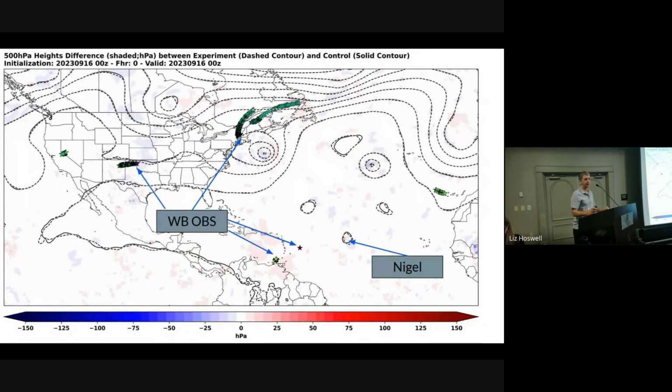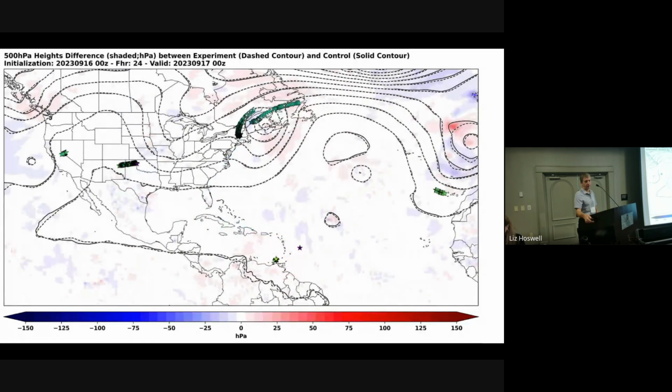So just to give a bigger view here and looking at 500 millibar, this is the same case, same initialization time. The windborne observations indicated by the stars on the map. The colors indicate the difference between the GFS forecast between control and experimental. And you see the solid and dashed 500 millibar contours here, dashed being experimental and solid being control operational. At 0 hours here, of course, they're very similar.